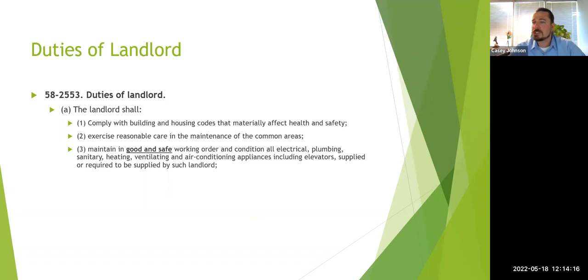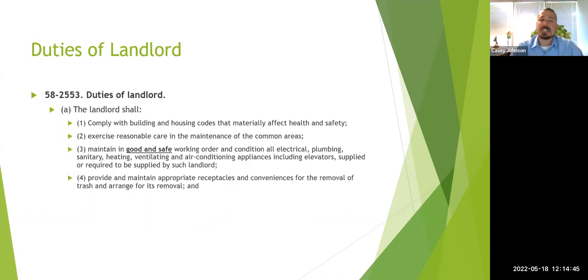So what some landlords try to do is they'll have a refrigerator, or they'll have a washer and dryer, and they'll say, oh, this is as is, I'm giving you this as a courtesy, but if it breaks down, I don't have any duty to fix this. And I point to this statute and say, no, look, appliances, a washer and dryer, a refrigerator is an electrical appliance. So if the landlord supplies it, they don't have to supply it. But if they do, they have the duty to maintain it in good and safe working order.